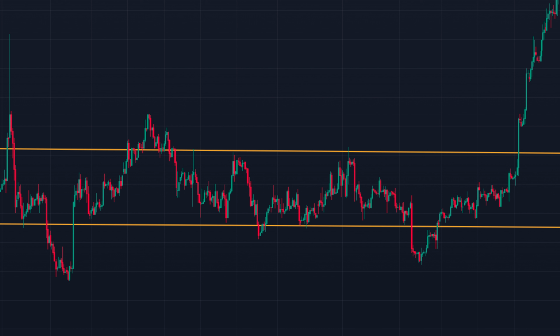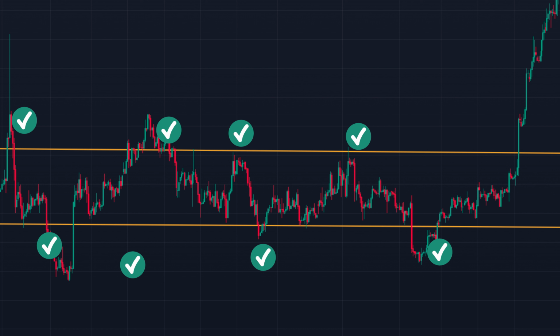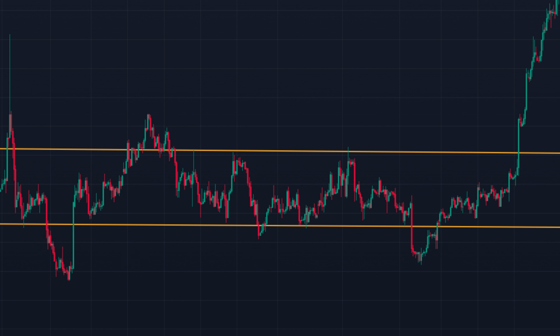What is a breakout? A breakout occurs when an asset's price moves beyond a critical support or resistance level, often leading to substantial price movements. Let me illustrate this with an example.